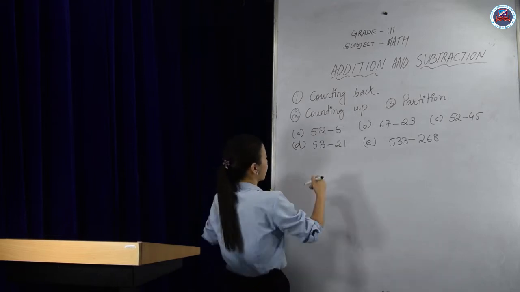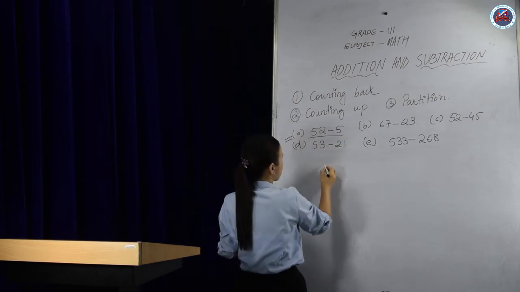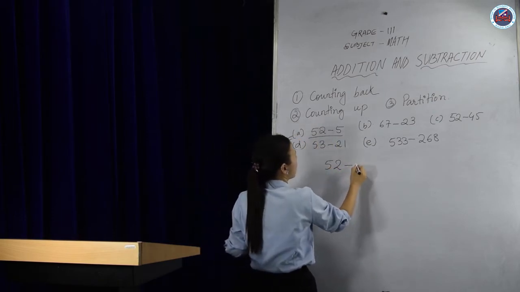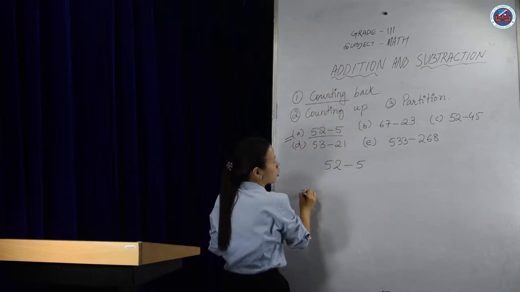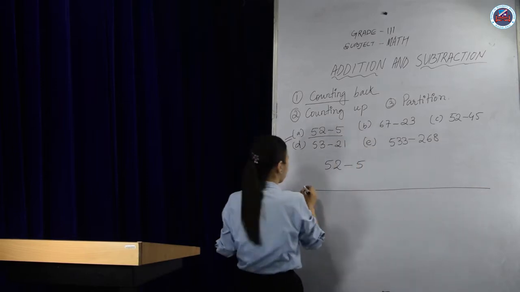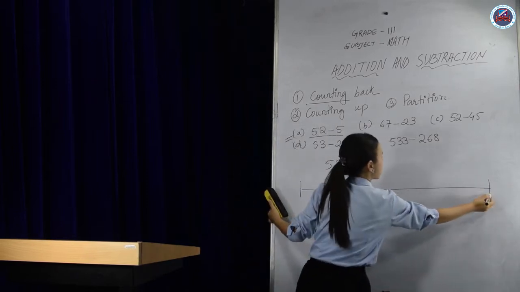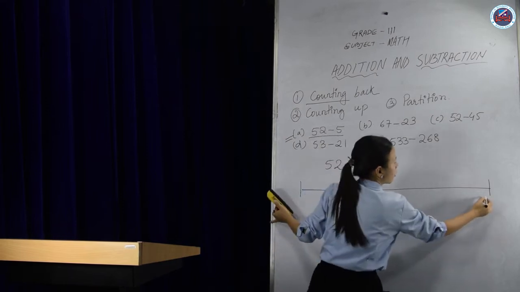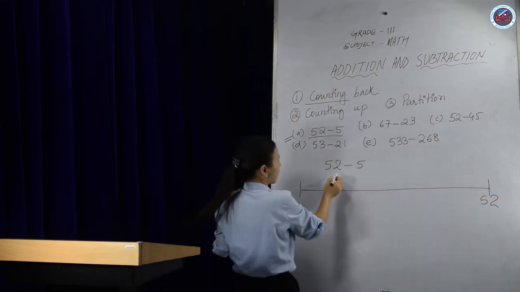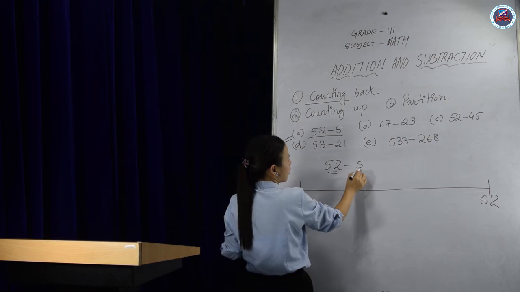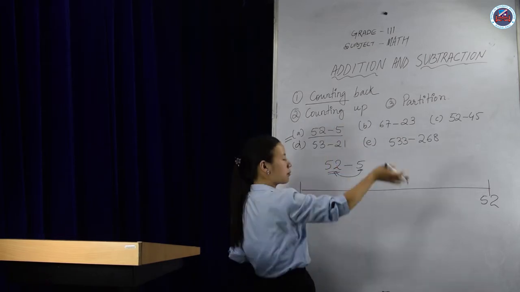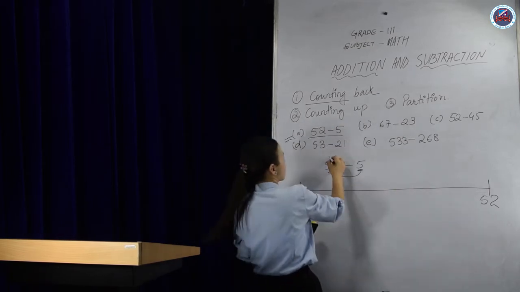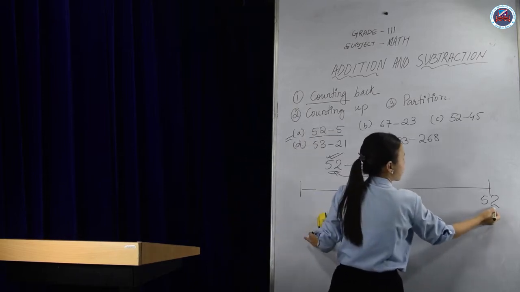So let's start with this first question, that is 52 minus 5. Here for this counting back, we're going to use a number line. It says counting back, so we'll start from the back, 52. Here we're going to subtract this 5 from this 52. So we'll count from the back with this first number, that is 52. We'll write this 52 here.